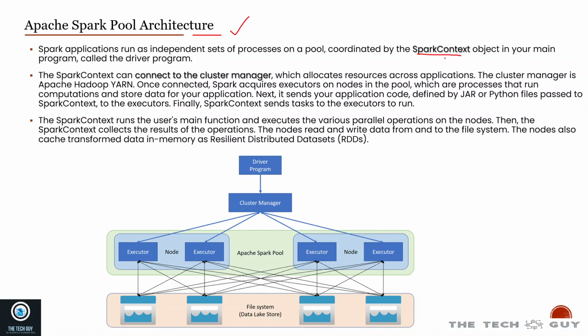Everything in this is coordinated by Spark context, which is the main program called by the driver program. The driver program is responsible for managing your resources, your executors, and your application. Spark context runs in the driver program, which connects with the cluster manager, and the cluster manager allocates resources across the clusters. On every node you'll have executors, and these executors take care of the applications that are running.